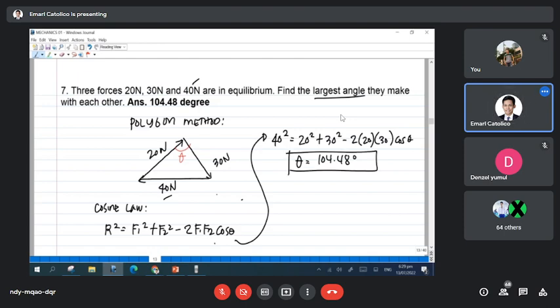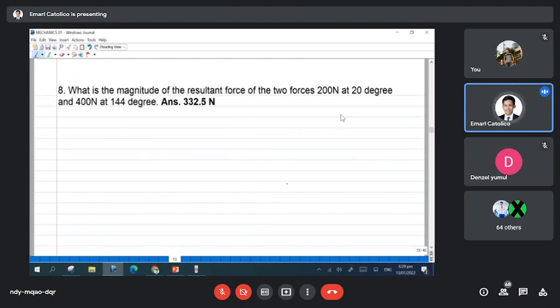Okay, next. Meron pa ba? Okay, number 8. What is the magnitude of the resultant force of two forces, 200 Newton at 20 degree and 400 Newton at 144 degree? Okay. So, yun. Worded problem ulit. So, try natin i-gawa ng illustration. So, y component and x component. So, meron tayong force 200 Newton at 20 degree.